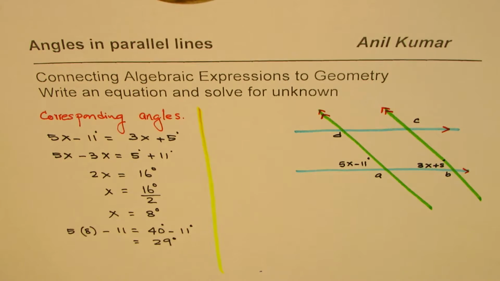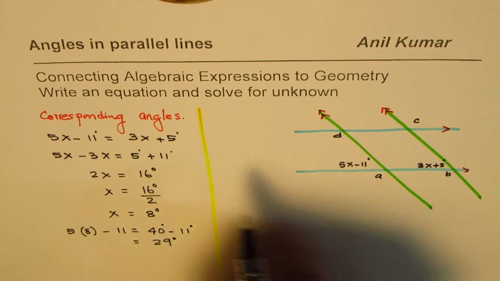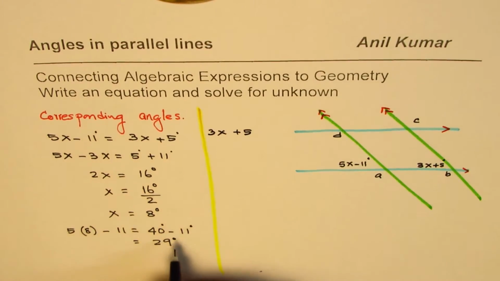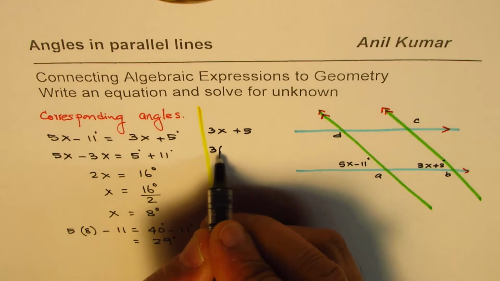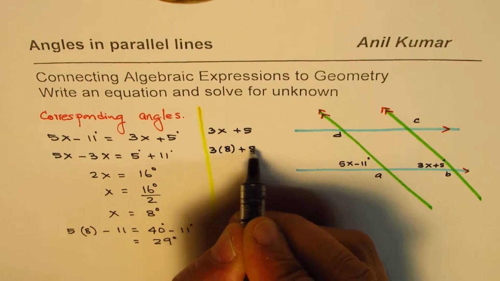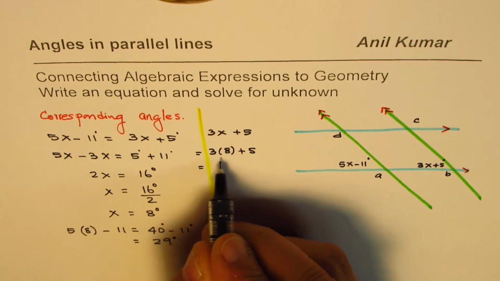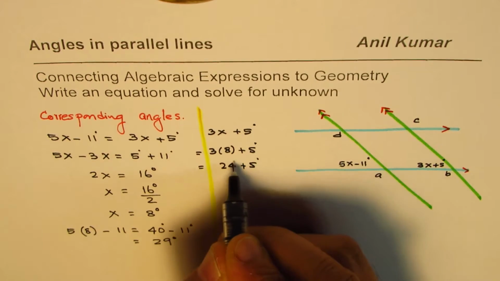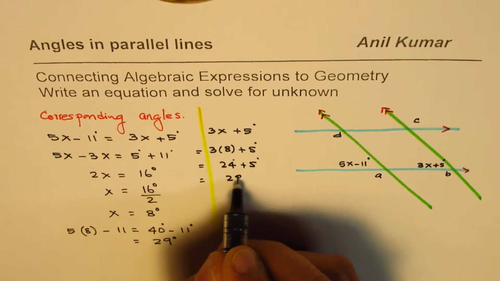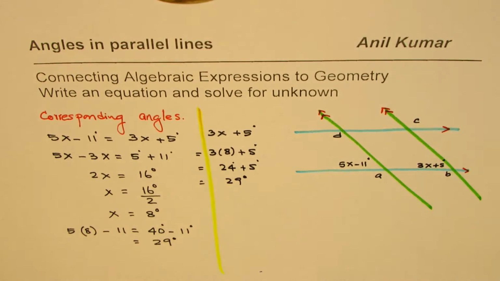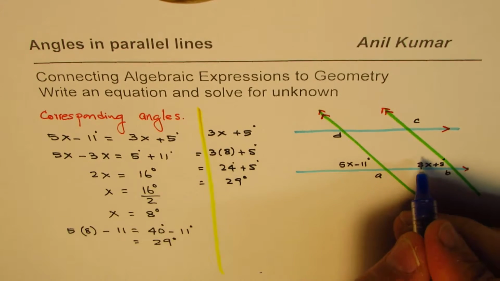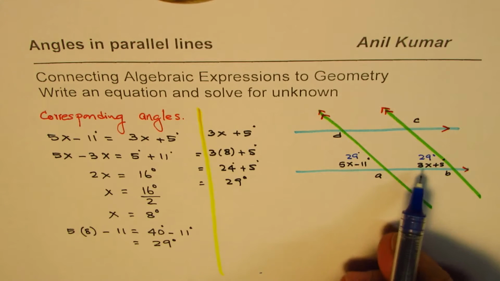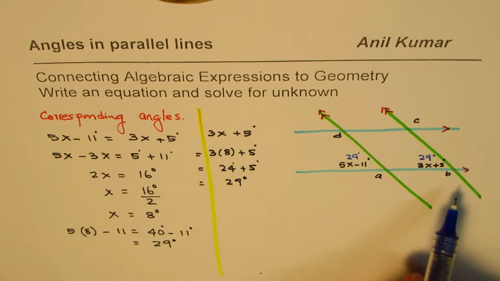Let me use the right hand side to do the verification. So we have 3x plus 5. If I write 8, we get 3 times 8 plus 5, and that equals 24 plus 5. All are in degrees, so this equals 29 degrees, right? So these two angles are 29 degrees. We'll write down 29 degrees here. Now once you know these angles, you can actually write down the rest of the angles.